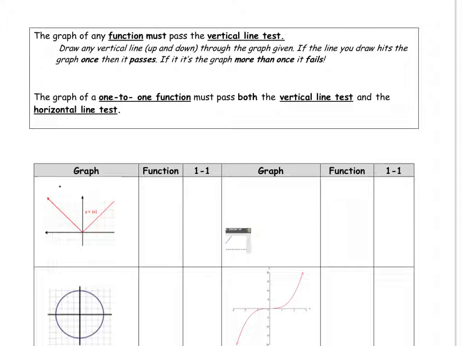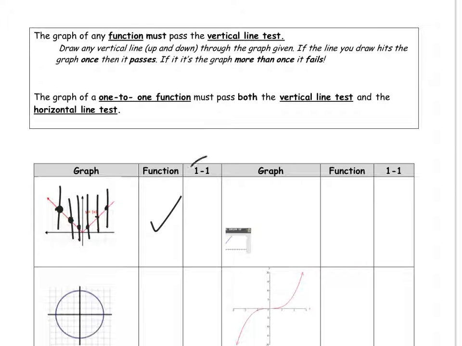You're going to draw a vertical line through your graph, and you're going to see how many times it actually hits that graph. So this vertical line that I drew hit once, so that means it's a function, because any vertical line that I draw will still only hit the function once. So here it hits, all the time it hits once, so we're good to go there.